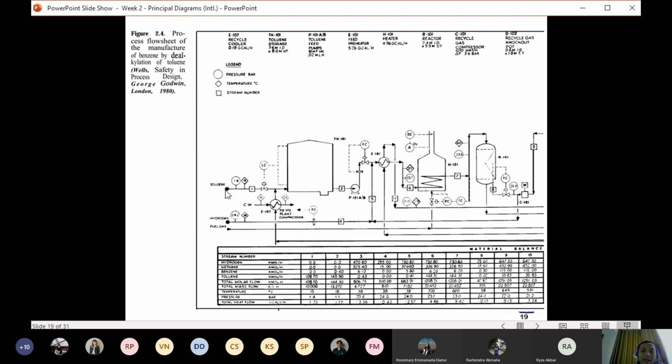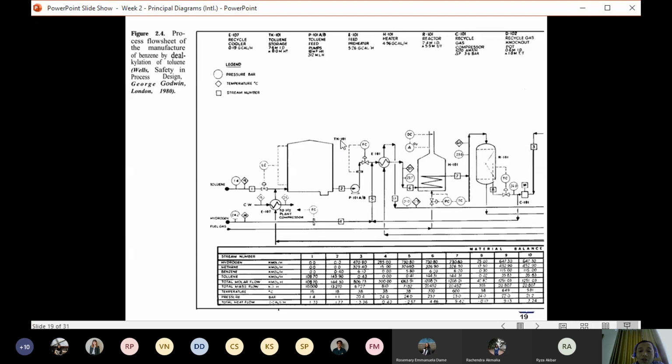Toluene, and then there is a line, which is actually similar to the previous line, but here you put the symbol and the process parameter. Remember, for example, the circle is for pressure. And then following the arrow, it goes to a unit called TK101.